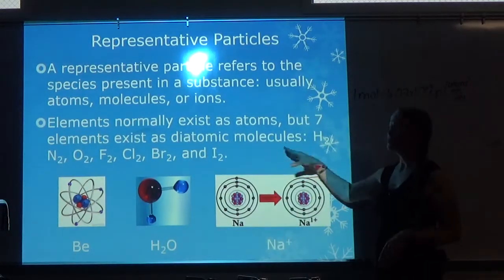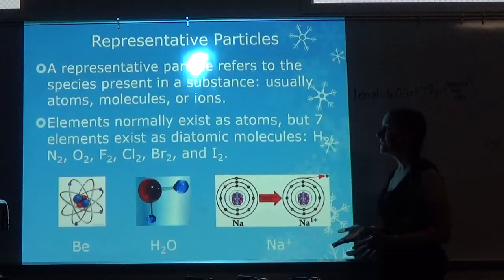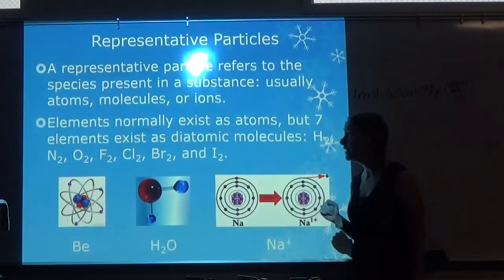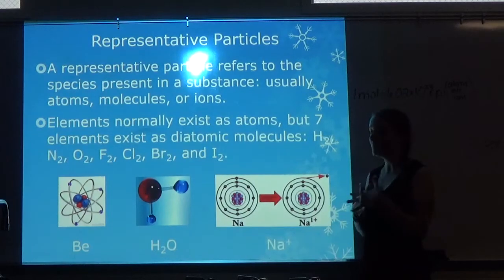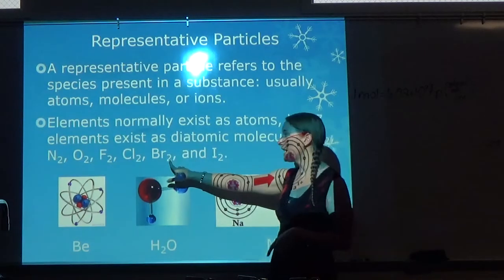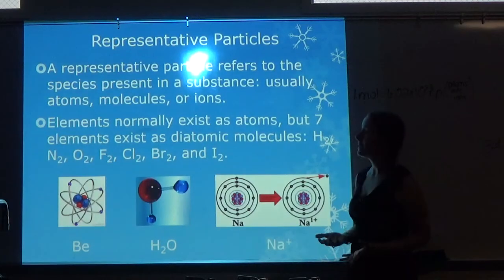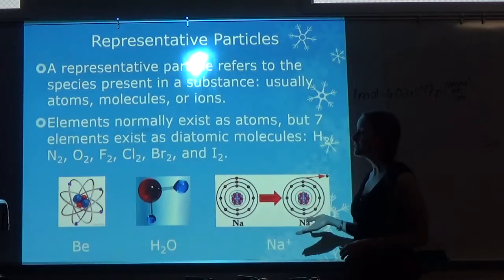So these elements, when they're by themselves, exist paired up as diatomic, so 2 of them bonded together. Now once they bond with something and make a compound, they don't have to have the 2 subscript anymore. It just depends on what they need to make the compound stable. But when they're by themselves, they have the 2.